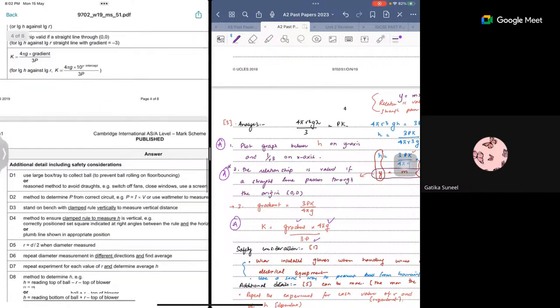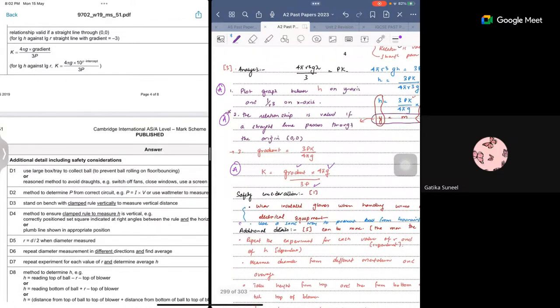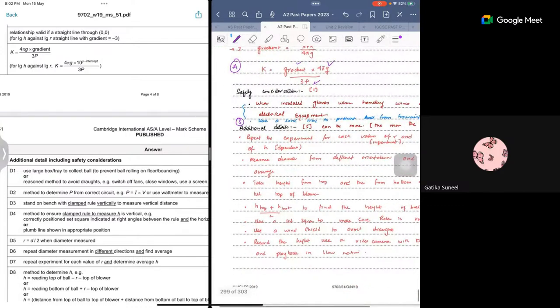For safety, it says use a large box tray to collect the ball. Okay, you guys were right. I'm sorry. So safety here. And it says it has methods to avoid draughts. We have written it. So that means the draught point, we got one additional detail mark as well.